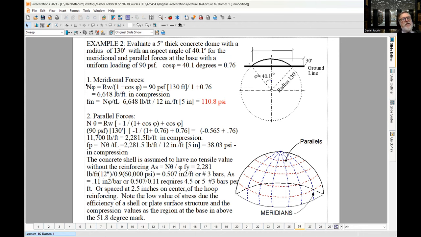Our meridional forces are W divided by 1 plus cosine φ: 90 PSF for W, radius 130 feet, divided by 1 plus 0.76. We get 6,648 pound-feet in compression. That's at the ground. How do we know we're measuring at the ground? Our value φ is 40.1. If I have a value less than that, I could be measuring it up here. Does that make sense? I could ask you in your test, hint, what's the force, for example, at another angular measure? Now, could I ever give you an angle larger than 40.1 degrees for this equation? It would always have to be less.